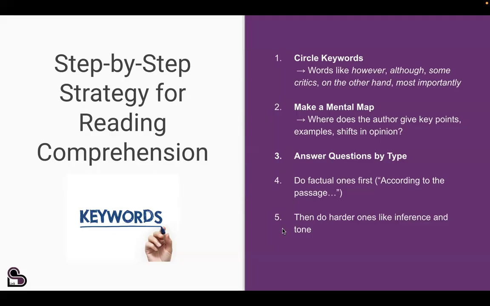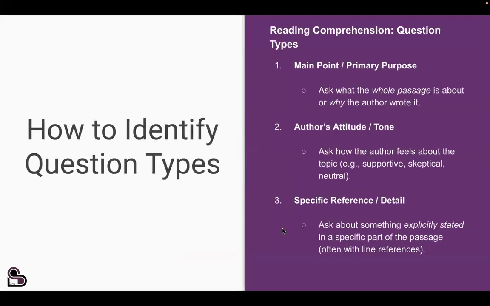So answer questions by type, and do factual ones first, according to the passage. Then do the harder ones like inference and tone. Reading comprehension question types. We just referenced that in the last step. This is something that's important that you're able to identify. In our tutoring classes, we do entire lessons just on identifying each of these so that you get really great at knowing what question type you're dealing with.